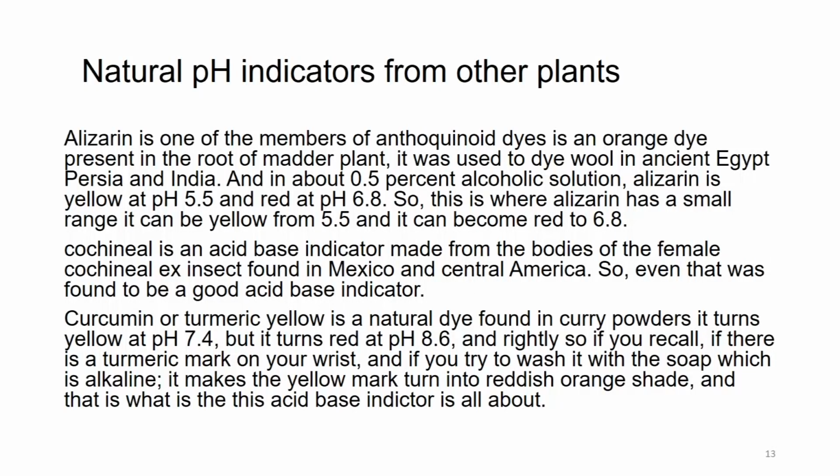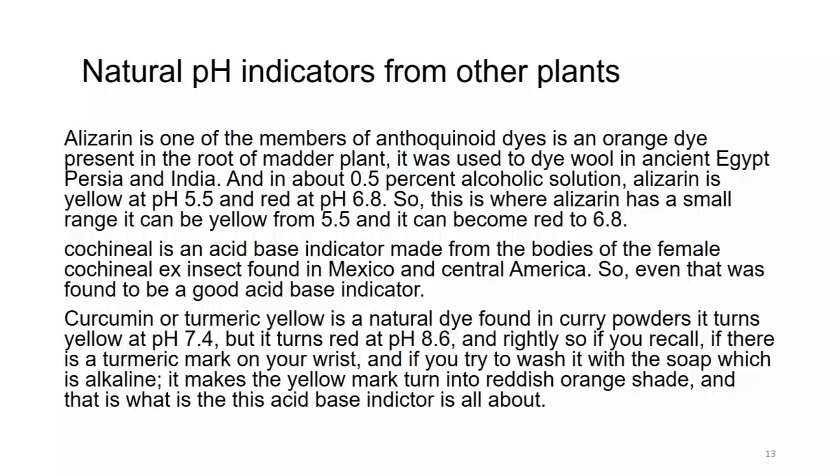Alizarin is one member of the anthraquinoid dyes, an orange dye which is present in the root of madder. As mentioned, people had earlier used it for dyeing wool in ancient Egypt, Persia and India. It is a very old dye, and it is also used in the traditional Ayurvedic system of medicine, as about a 0.5% alcoholic solution. Alizarin can show a yellow color instead of orange at 5.5 pH and a red color at 6.8.